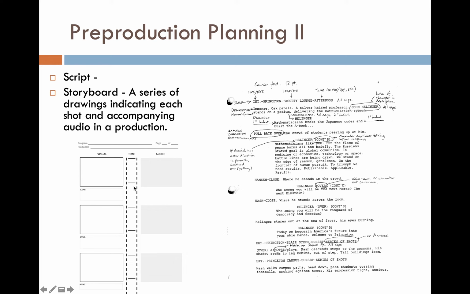And remember, you'll time it out so it gives you an idea of how long the shot would be. And then if there's any audio that goes with it, you will write the audio here, and then you will write the description of the video that you drew right here. So again, storyboards is a series of drawings indicating each shot that accompany audio in the production. So for your film, you would need to storyboard each shot that you plan on shooting for the production phase of your project.